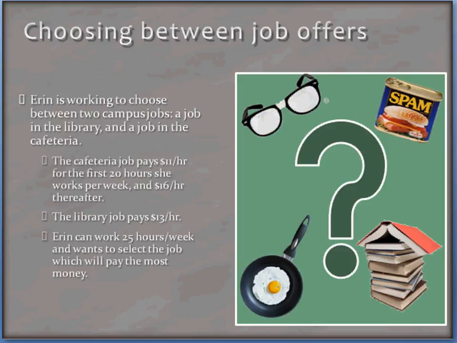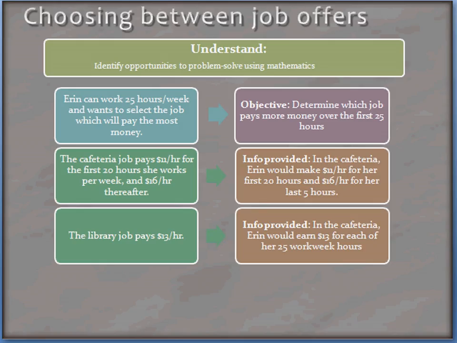Now let's look at Aaron's other problem, choosing between two campus job offers. Aaron is choosing between an offer at the cafeteria, which pays $11 per hour for the first 20 hours she works per week and $16 thereafter, and a library job that pays $13 per hour. Aaron can work 25 hours per week and wants to select the job which will pay the most money.